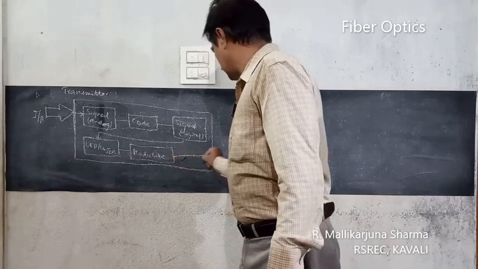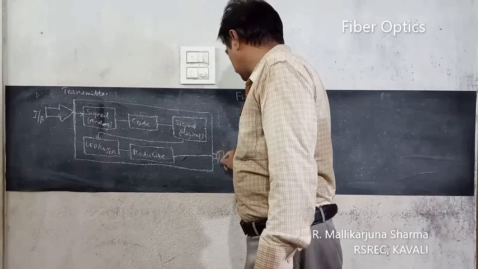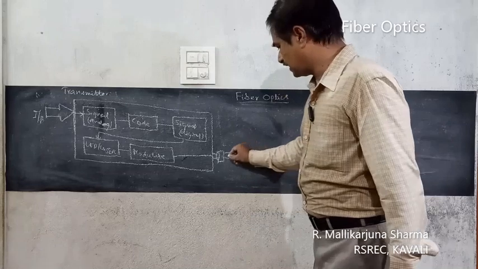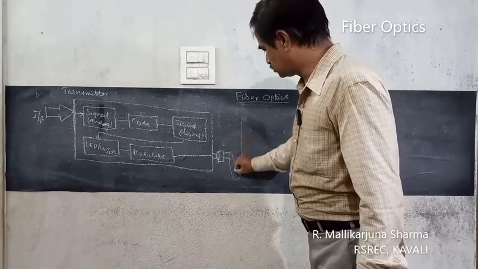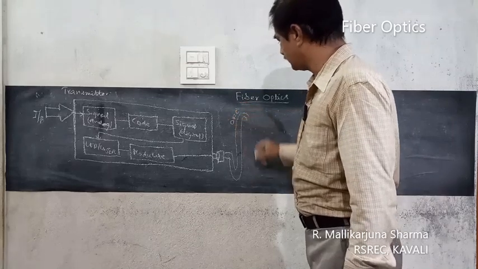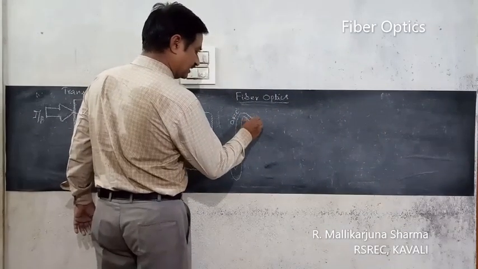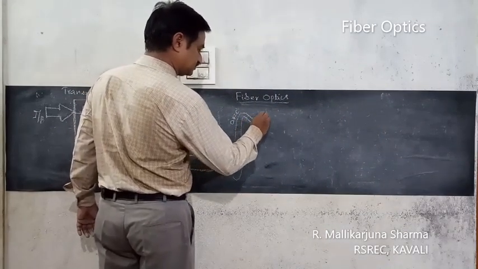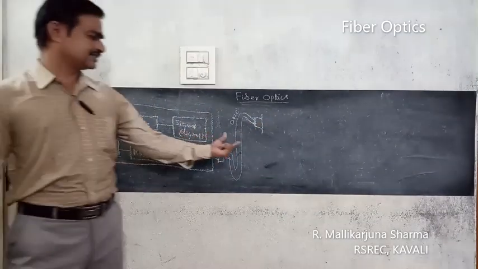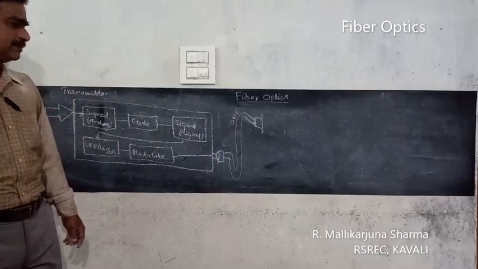Then we are going to use our optical fiber now. Here we have a coupler where the optical fiber starts. It passes through some kilometers, and this is the optical fiber cable. Then we have a connector here. The length of the optical fiber cable is some kilometers in range.